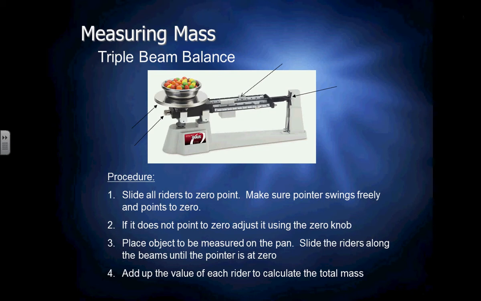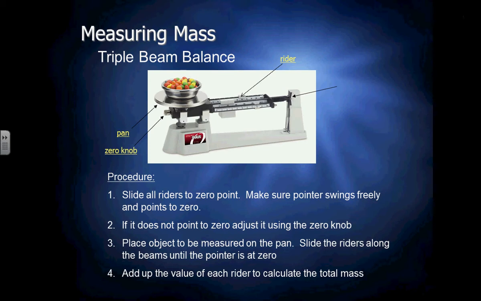The tool we use for measuring mass is generally a balance. We're going to use two different types of balances in class. This one I have up here is called a triple beam balance. When you look at the parts, we have the pan where you place your object. Generally, when you're measuring something, you want to place your object in the center of the pan. We have the riders, which are these beams that have a numbered scale and they have a weight on each one.